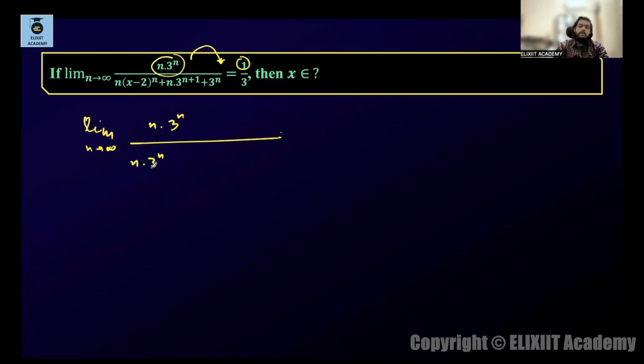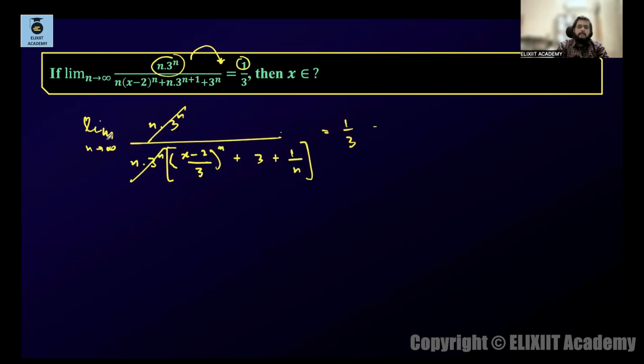Once I take out common, what we have from here? X minus 2 divided by 3 raised to the power of n. We are taking n times of 3 raised to the power of n common, plus n times of 3 raised to the power of n plus 1. So 3 is remaining, and from here what is left out? 1/n, right? Because we have taken 3 raised to the power of n common, and n also we have taken common, so 1/n is left out. On the right hand side we have the answer to be 1/3. This quantity and this quantity both will cancel out.